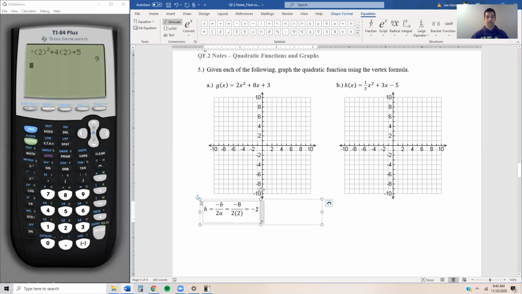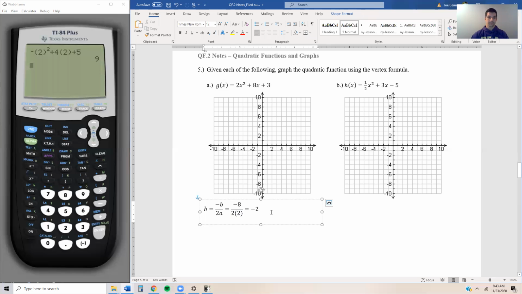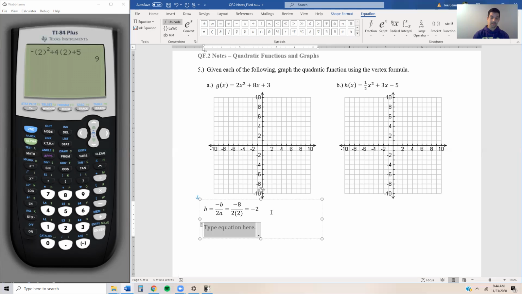So my x coordinate for my vertex is going to be negative 2. To find k, I would take this negative 2 and substitute it into the equation. So I'm finding g of negative 2, which I will do on my calculator again. So 2 times the quantity negative 2 squared plus 8 times negative 2 plus 3. And then I can check my y value for my vertex should be negative 5.